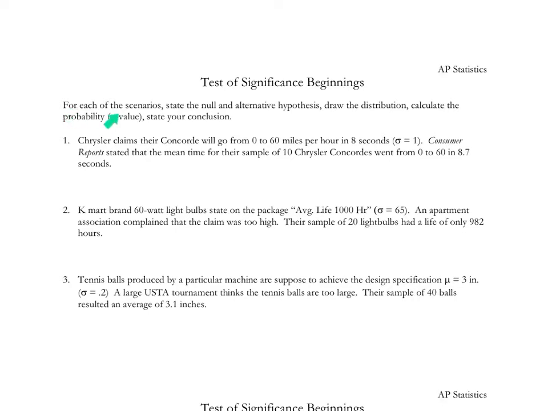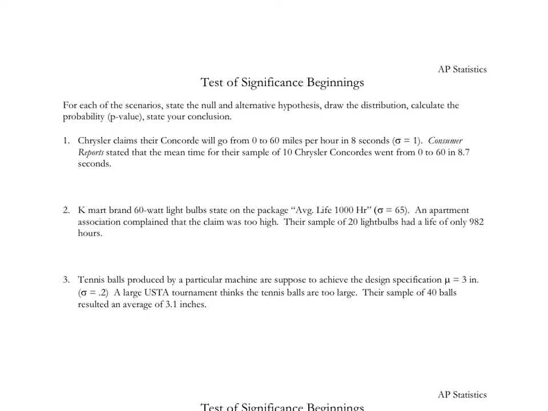So it says, for each of these scenarios, state the null and alternate hypothesis, draw the distribution, calculate the probability. Now, I guess for our case, you don't have to draw the distribution because I have some slides for you, so I'm going to go through those slides in this video too. But I do want you to practice identifying the hypotheses, because there's 2, right? The null and the alternate, okay?